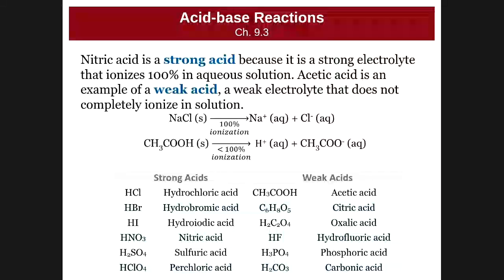So what did I mean by strong and weak electrolytes and acids and bases? Nitric acid is a strong acid. That means it's a strong electrolyte. It ionizes fully. It ionizes 100% in aqueous solution. Acetic acid, on the other hand, is a weak acid. It does not ionize completely in solution. So you can see in our reaction here, I'm sorry, that should not be sodium chloride, that should be nitric acid.